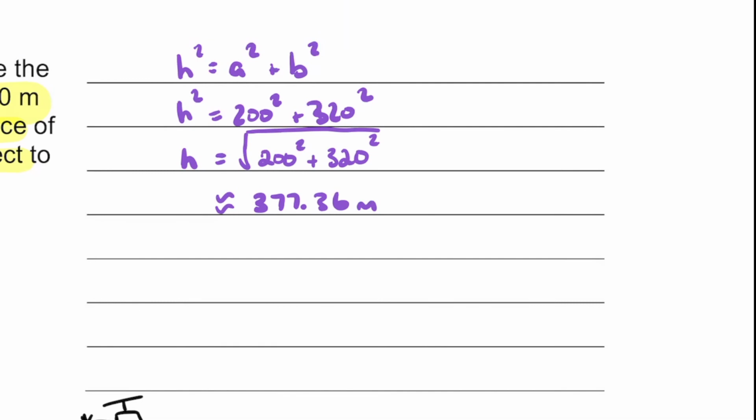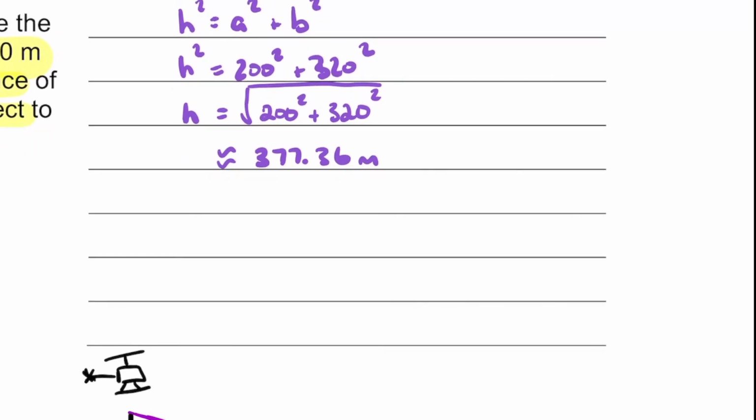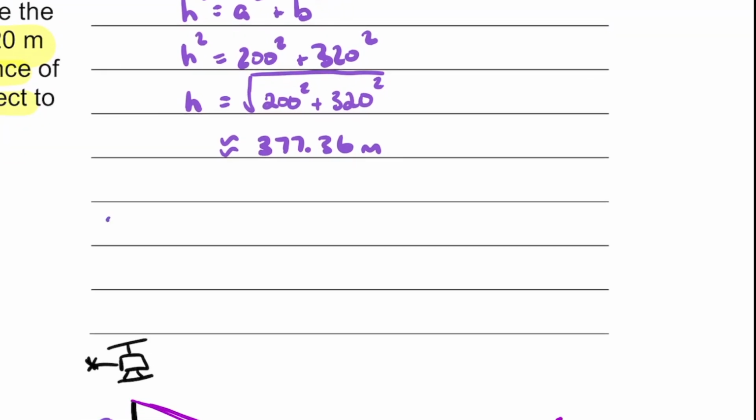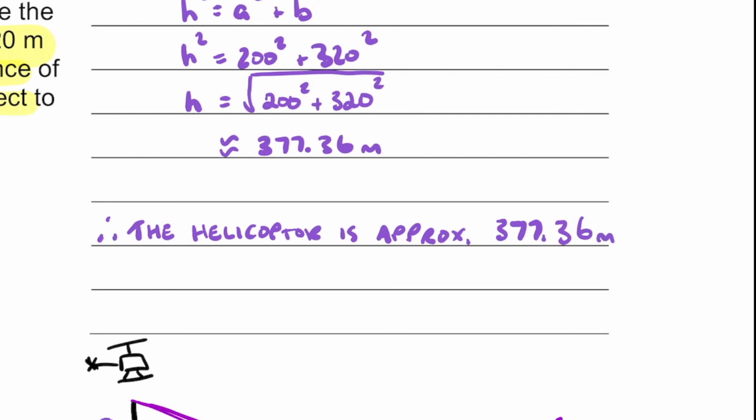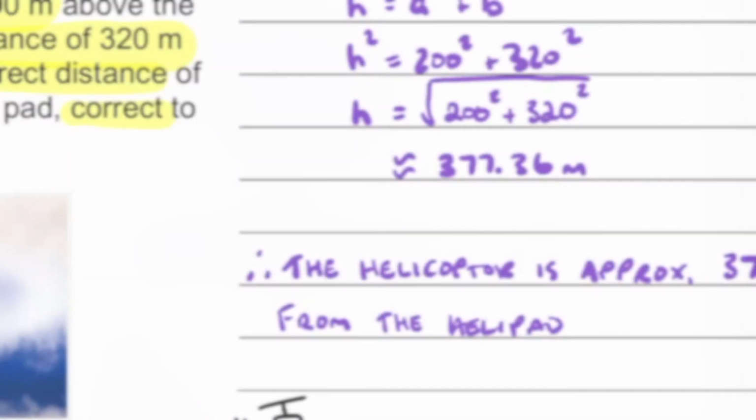Okay, now we get to finish off with a bit of a worded sentence, and it's pretty simple. Just the helicopter is approximately 377.36 meters from the helipad. And that's it.